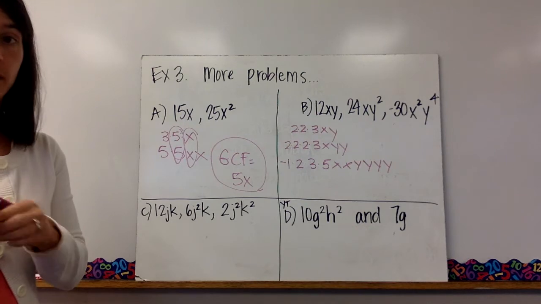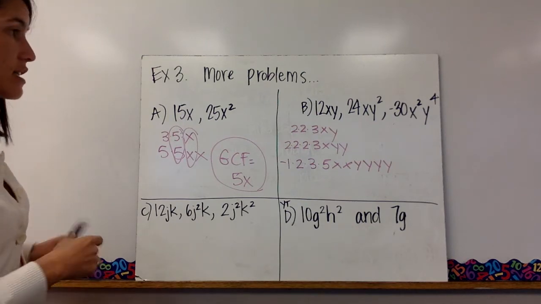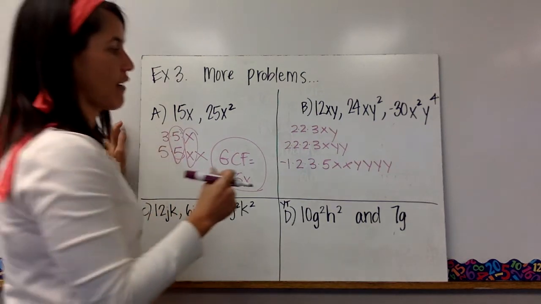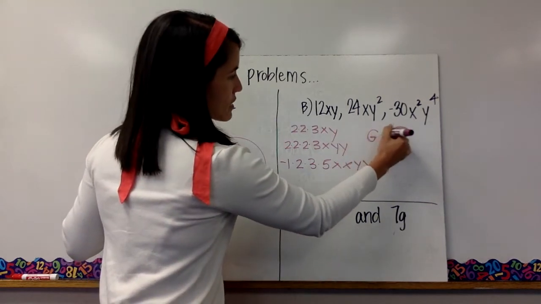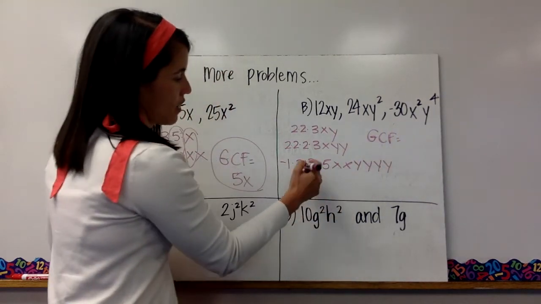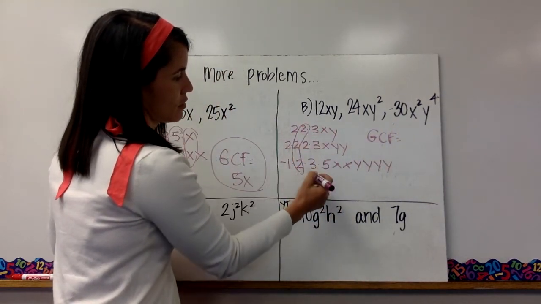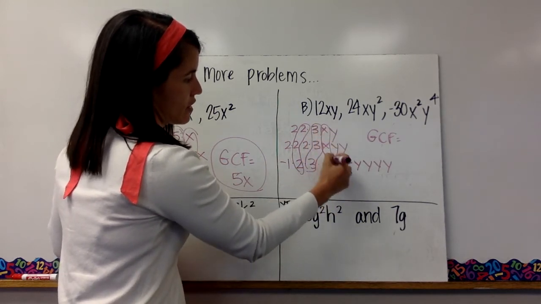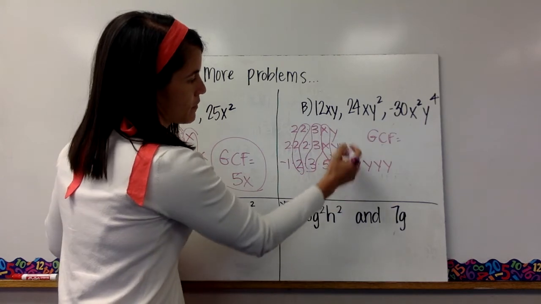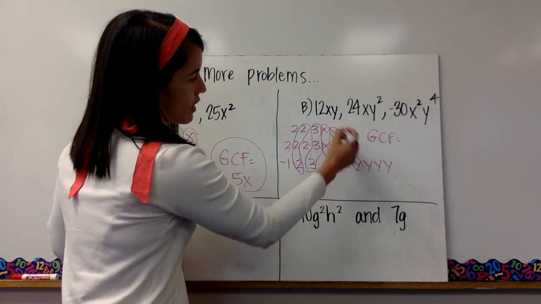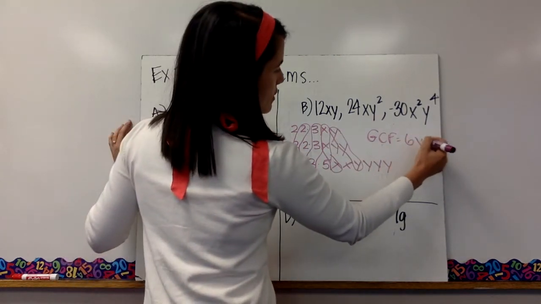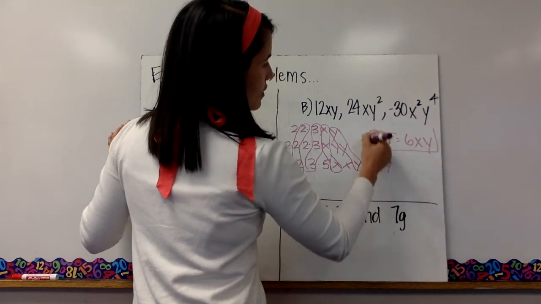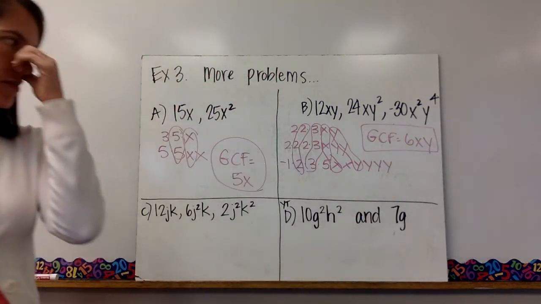Now, the more you practice prime factorization, the better you'll get. And in this, you circle the ones you have in common. So for the greatest common factor, they all have a 2, they all have a 3, all have an x, and then they all have a y. So 6xy is the greatest common factor, 6xy.